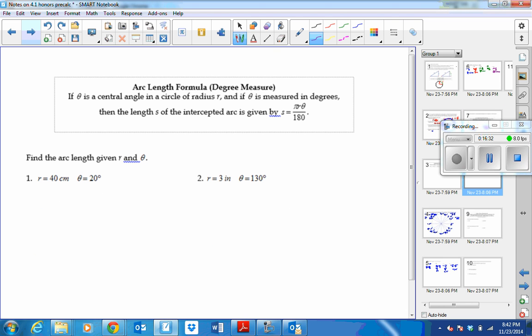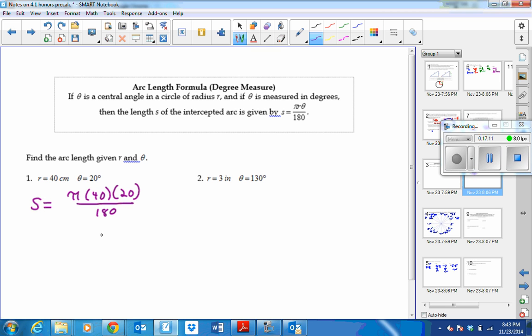But what if we're given a degree measure of an angle? In this case, we're going to say S equals pi times the radius times theta over 180. So we're actually including that conversion measurement within the formula when we're going from degrees to radians. And so for this one, we're given that the radius is 40 centimeters and theta is equal to 20 degrees. So we're not in radians. So we're going to say that this is pi times the radius times theta all over 180.